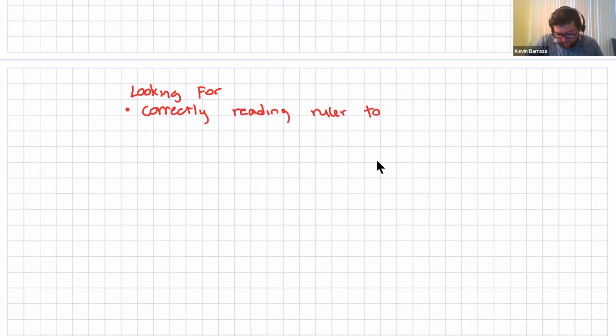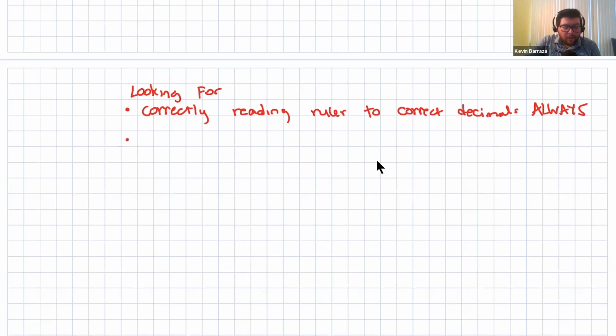So maybe I should just write that down as an emphasis. So, looking for correctly reading ruler to correct decimal places. Always, not just sometimes, but always.